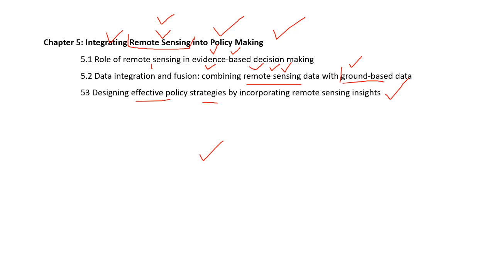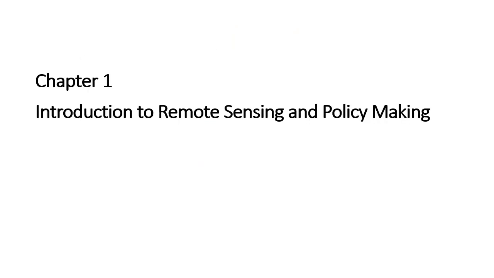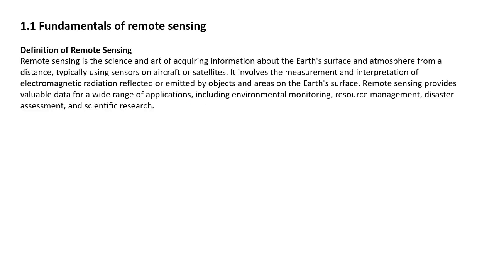So now let's begin with the definition here. This is chapter one, the definition: what is remote sensing here and policy making. When we come to the definition of remote sensing under fundamentals of remote sensing, remote sensing is a science and art.